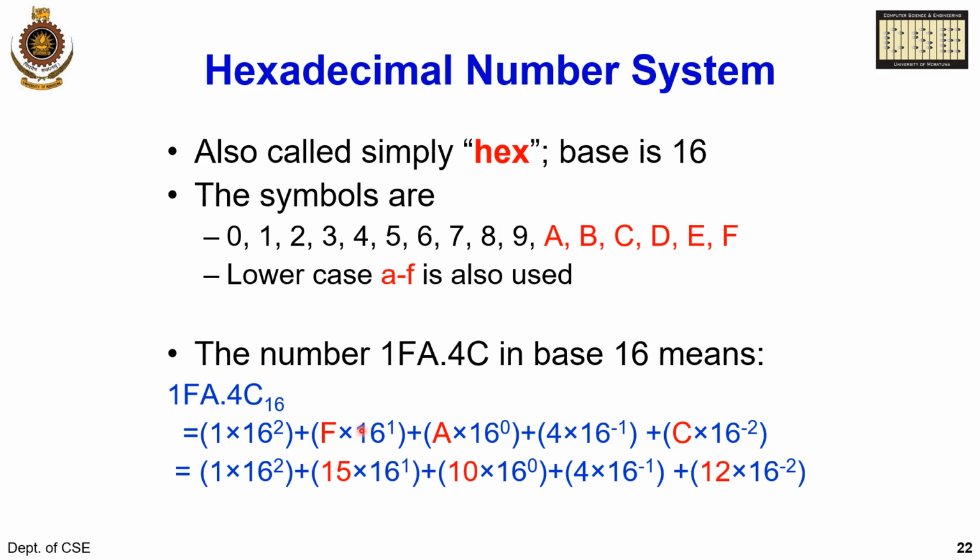I won't go through the whole thing. Let's look at the two extremes. Here, position 2, 1 into 16 to the power 2. This one is position minus 2, so C into 16 to the power minus 2. C is actually value 12 in decimal terms. So that's how you get the value corresponding to a number in a given number system.